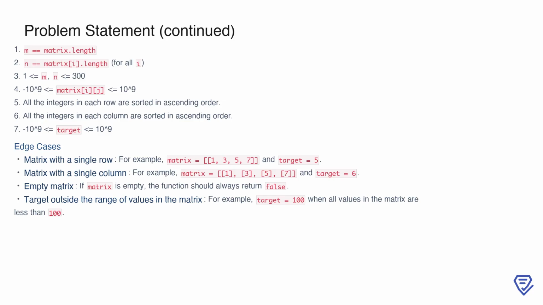For edge cases, consider scenarios like a matrix with a single row, a matrix with a single column, or even an empty matrix. Additionally, the function should handle cases where the target is outside the range of values in the matrix, ensuring it returns false in such situations. These constraints and edge cases provide the boundaries within which the solution must operate.